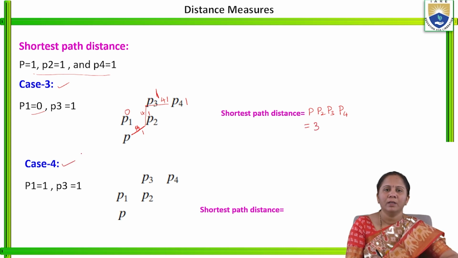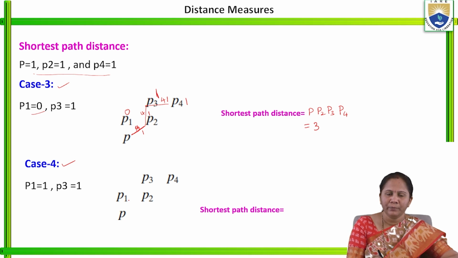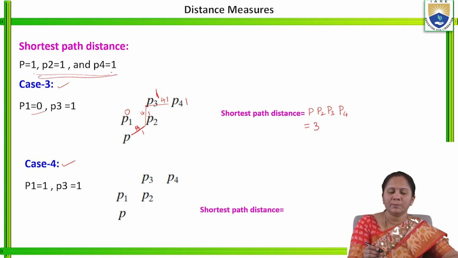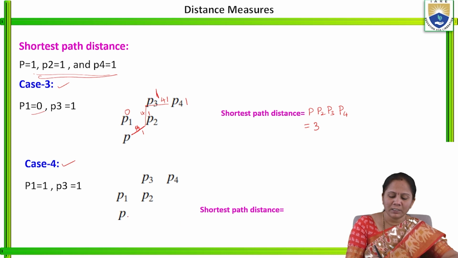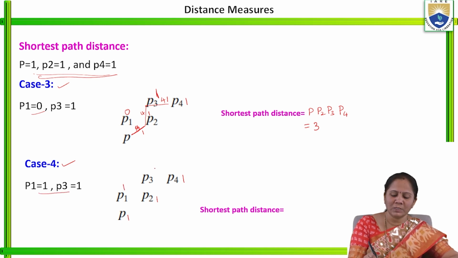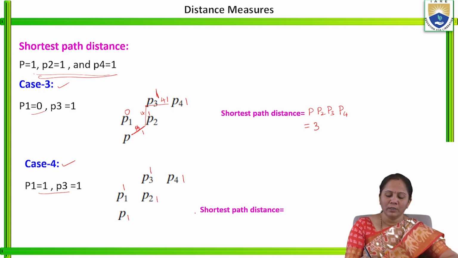Now coming to case 4. In case 4 also these pixel values are fixed, that is P1, P2 is 1 and P4 is 1, whereas here P1 and P3 values are also 1. So P1 is 1 and P3 is 1. While drawing the shortest distance from P to P4, we have to consider the path which is 4 adjacent and we should not consider 8 adjacent unless there is no possibility.